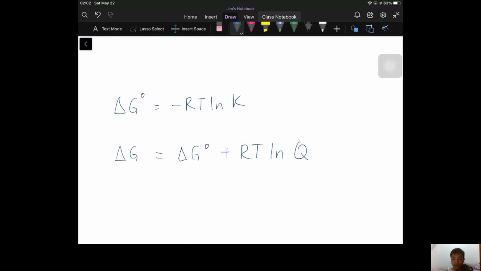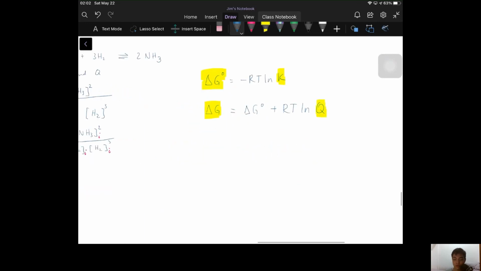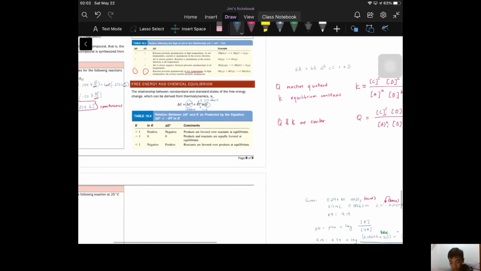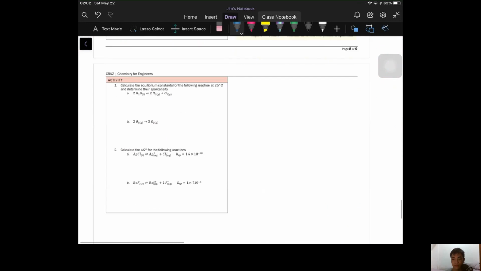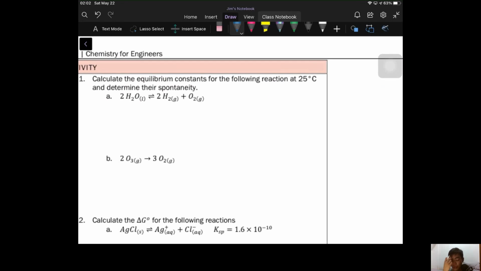So ito yung dalawang equation. So kapag hinahanap yung equilibrium constant, ang kailangan mo ay delta G naught. Okay. Pero kapag ang hinahanap ay Q, ang kailangan mo ay yung delta G. Okay. So they are not the same, no? So kapag equilibrium constant, G naught yung kailangan mo. Otherwise, you need K. Okay. Or you need Q. So let's try to answer some of the problem here.